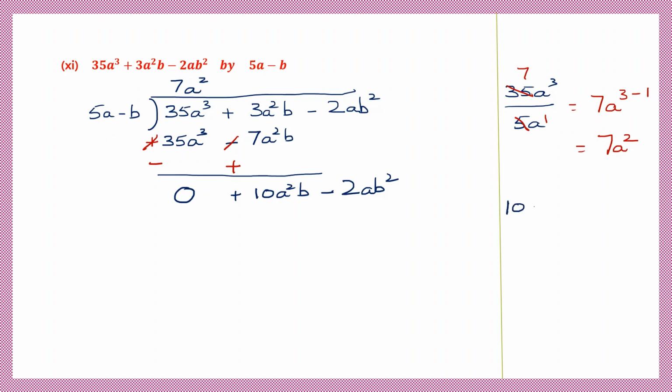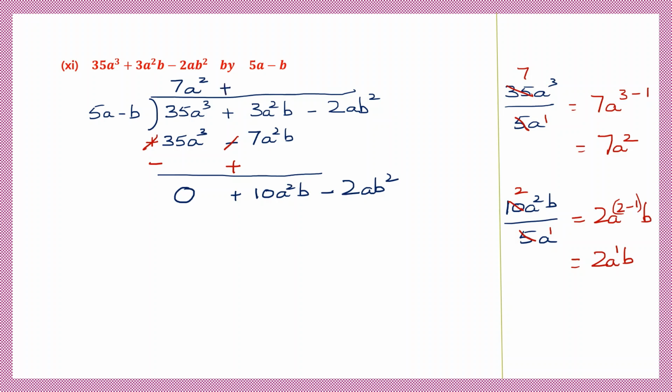So we have 10a square b divided by 5a. So we cancel 5 and 10, 5 2s are 10. So the number is 2, a to the power of 2 and down we have 1. So minus 1 into b. So here what do we have? 2a, 2 minus 1 is 1b, that is 2ab.